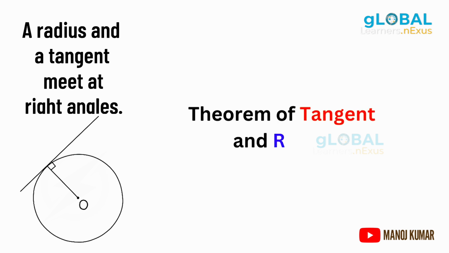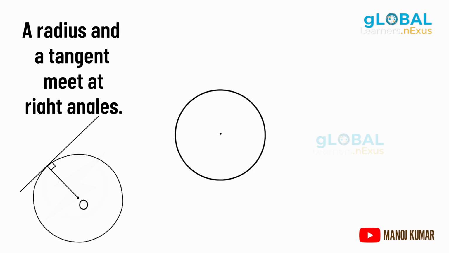Theorem of tangent and radius. We have already mentioned that a tangent is a straight line that touches the circle at exactly one point without crossing it. The important property of a tangent is that it is always perpendicular to the radius at the point where it touches the circle.